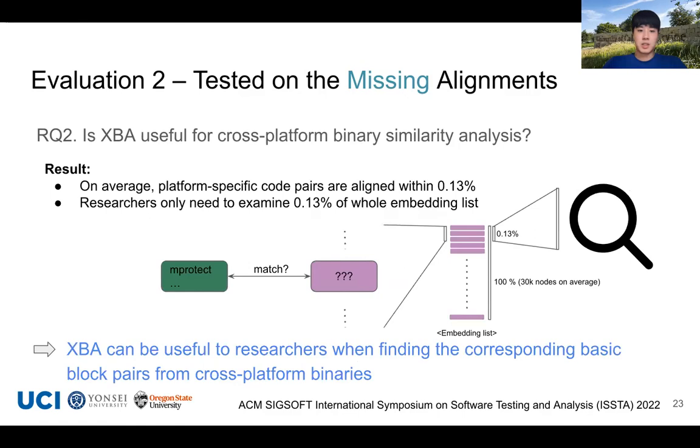It is worth noting that XBA can align platform-specific code pairs within the top 0.13% on average, which means that researchers only have to inspect 0.13% of the whole candidates. Therefore, we expect that XBA will save researchers a tremendous amount of time when conducting cross-platform binary analysis.